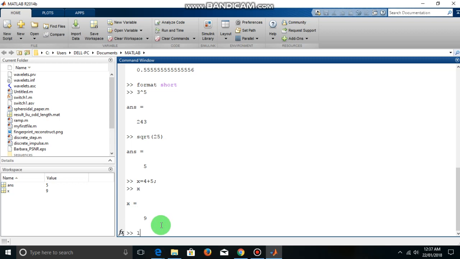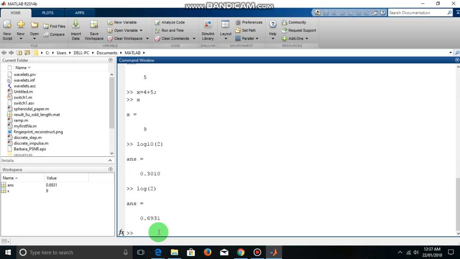To calculate logarithms, we have to use the command log, and suppose it is log base 10, then you have to write log10 of say 2. In case you simply write log, this will be the natural log or ln. Similarly, we can calculate the exponential function, say exp of 2. We can also calculate some trigonometric functions, say sine of pi by 2. For pi, we have to write pi. So sine pi by 2 is 1.